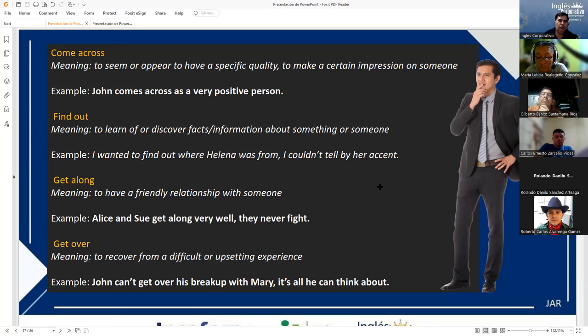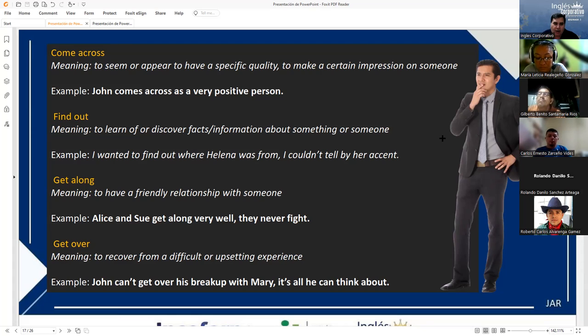Find out, to learn of or discover facts or information about something or someone. I wanted to find out where Elena was from. I couldn't tell by her accent. Someone says, I wanted to find out the girl's telephone number to call her later. Find out.